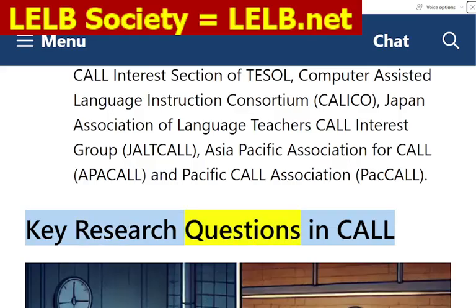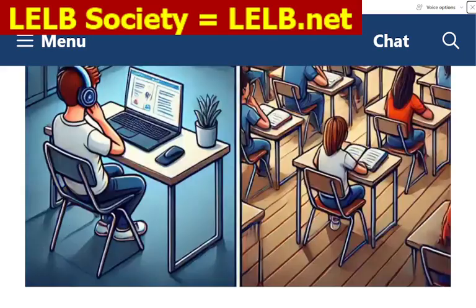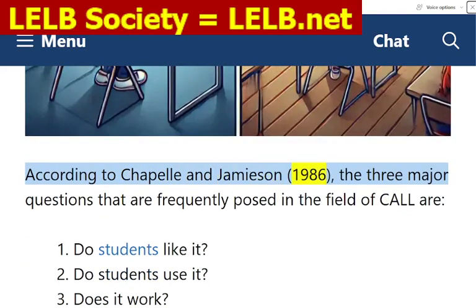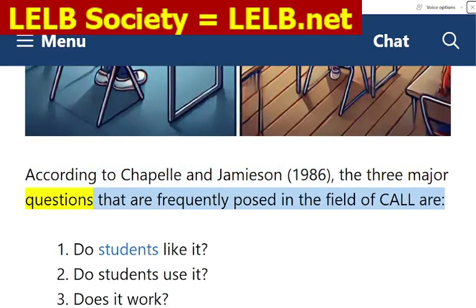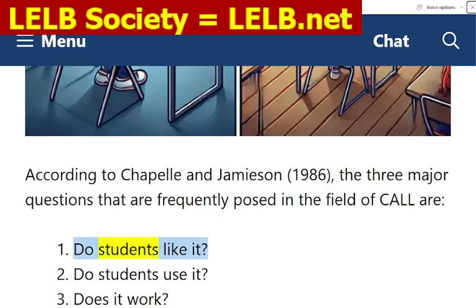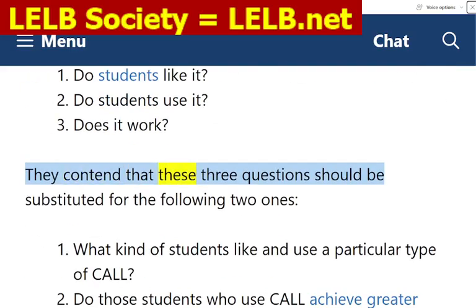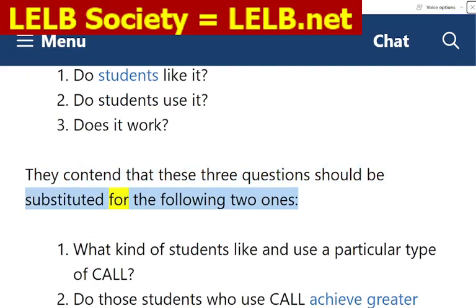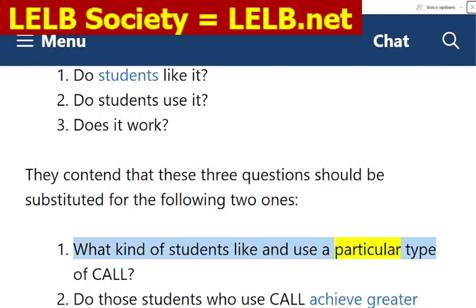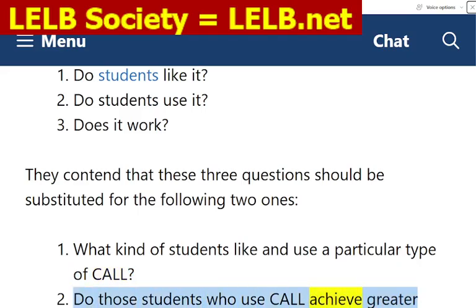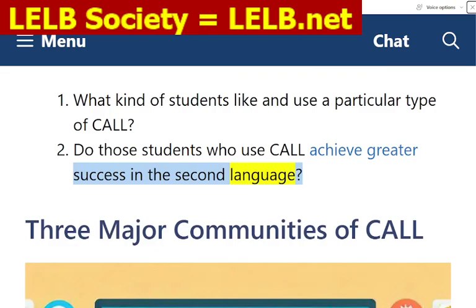Key research questions in CALL. According to Chapelle and Jamieson, 1986, the 3 major questions that are frequently posed in the field of CALL are: do students like it? Do students use it? Does it work? They contend that these 3 questions should be substituted for the following 2 ones. What kind of students like and use a particular type of CALL? Do those students who use CALL achieve greater success in the second language?